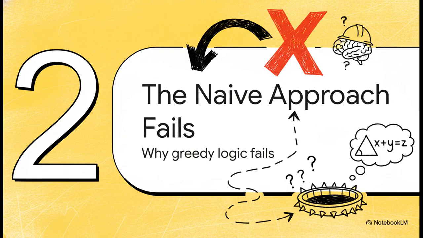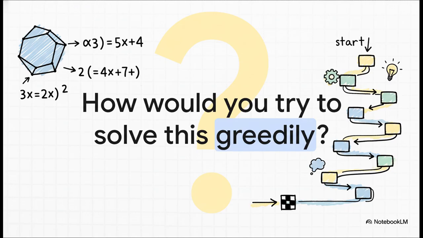Okay, so now let's talk about why our first instinct, what we call a greedy strategy, totally hits a wall. A greedy approach is when you just make the best-looking choice at each step and hope for the best. In this case, it'd be like, okay, I'll just pick a radius for the first disk and see where that takes me. But spoiler alert, the obvious path here is a trap. So, how would you try to solve this if you were just winging it? What's the most straightforward, greedy way to go about it?